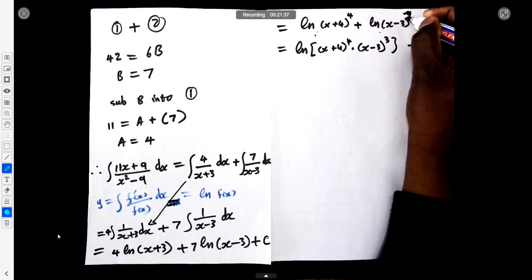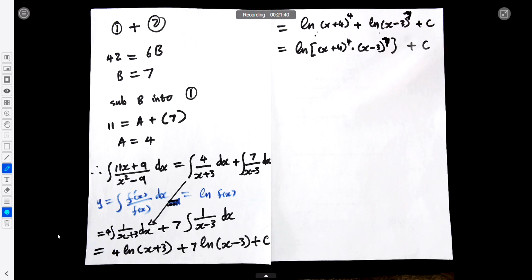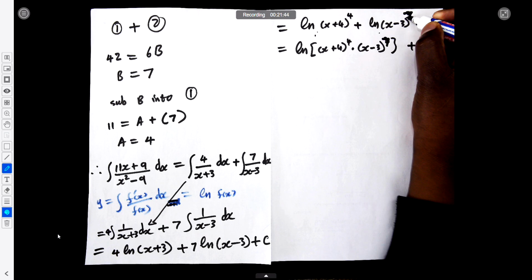Oh, sorry, it is 7. Where did I get 3? So it is to the power of 7.